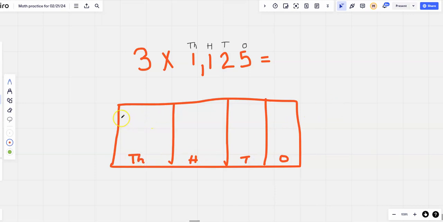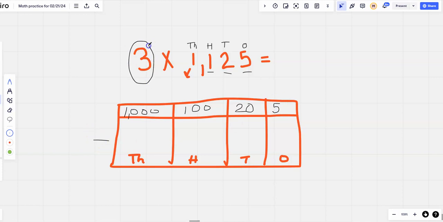Second step is kind of like expanded form. We're going to expand our first number. So let's put 1,000 in our first place value where the thousands is. Second place value is 1, so 100. Third place value is 2 in the tens place, that's 20. Last place value is 5 in the ones place, that's 5. And what goes outside of the area model box is what we're multiplying by, which is 3. That's it. And now all you have to do is multiply the 3 times each one.